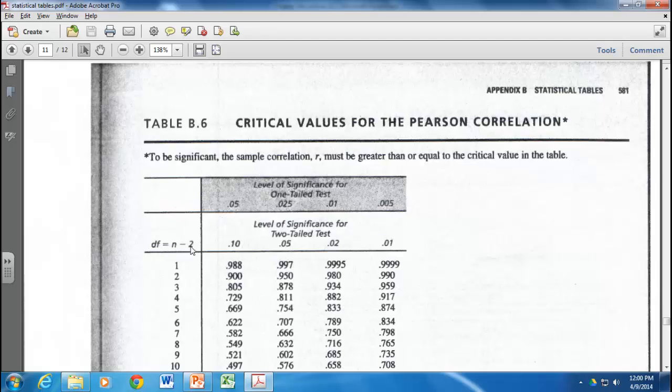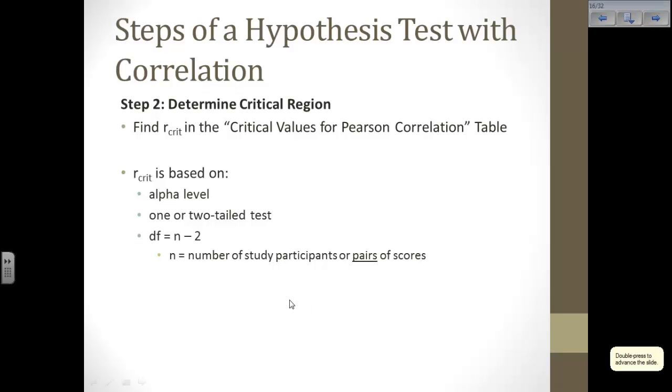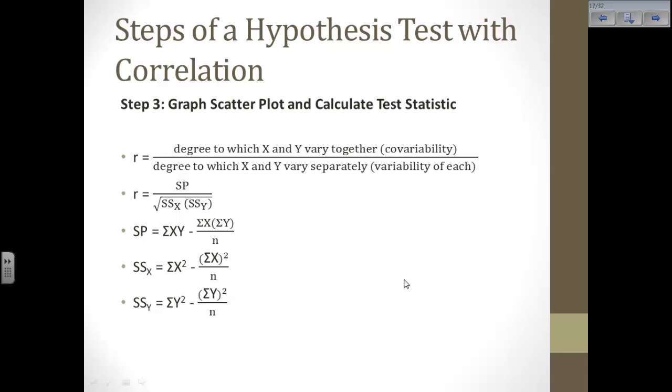And look, it gives you a nice little hint right here, n minus 2. Be careful, don't count how many numbers are in your data set, count how many rows are in your data set, because remember, each person is measured on X and Y. So you just take n minus 2, find your degrees of freedom, and then go to the corresponding column that matches your tails in your test and your alpha level. So alpha level, one or two-tailed test, and your degrees of freedom. And I even put right here, n is equal to the number of participants or pairs of scores.